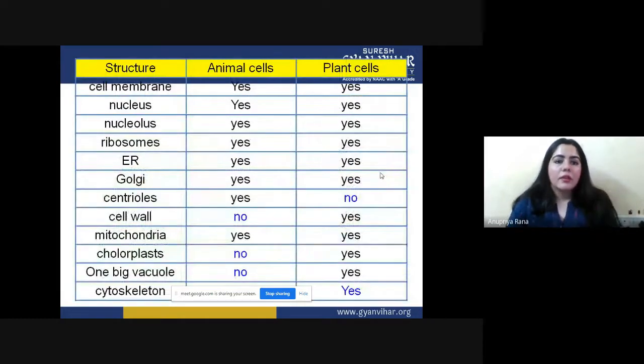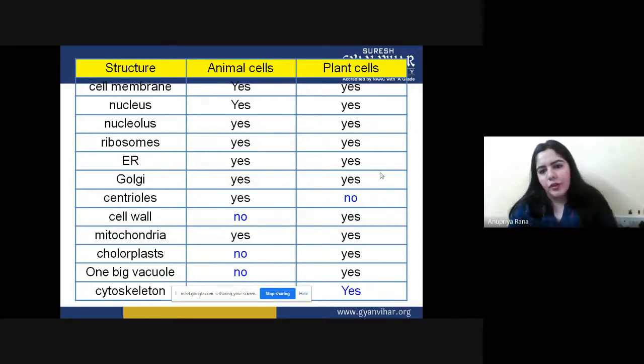Now you can also see how the structure varies. Cell membrane present in both, nucleus present in both, nucleolus present in both, ribosomes yes, ER yes, Golgi yes. Now centrioles, sorry, I forgot. Centrioles are not present in the plant cell, but they are present in the animal cell. Plant cells at the time of division do not need any kind of centriole. This is a key role in cell division in the animal cell. Cell wall not present in animal cell but present in plant cell.